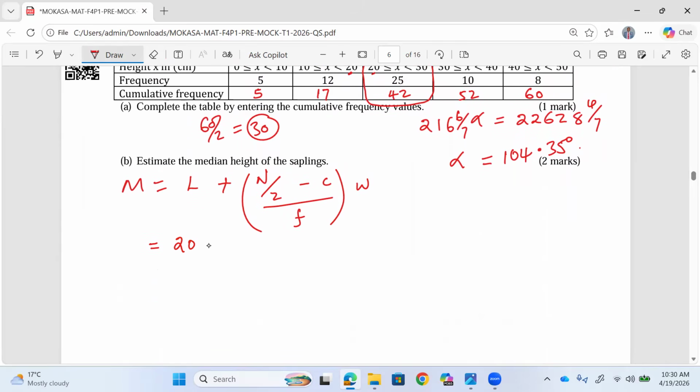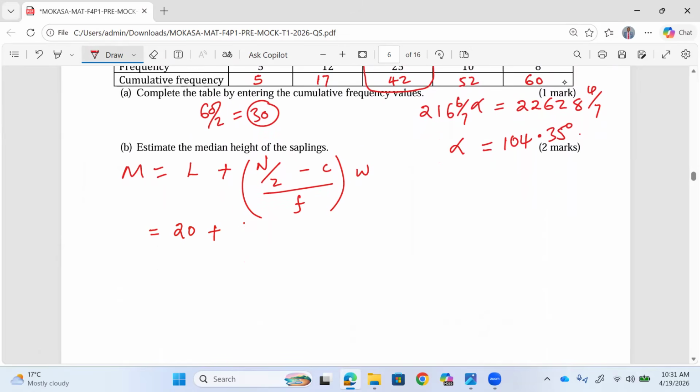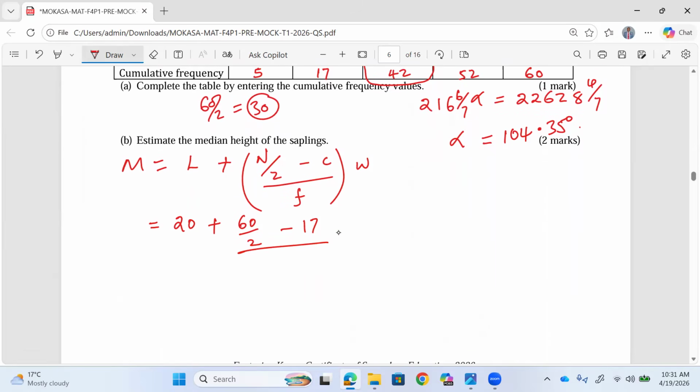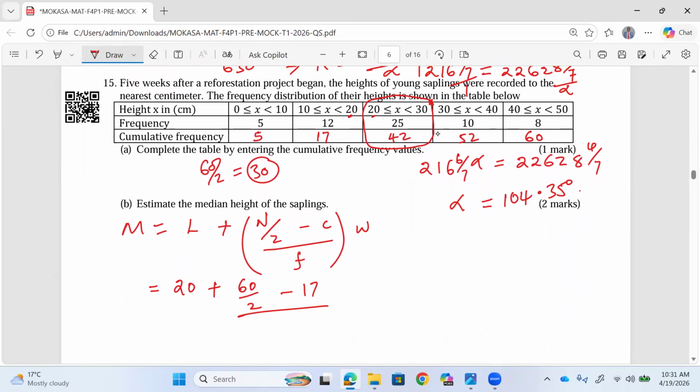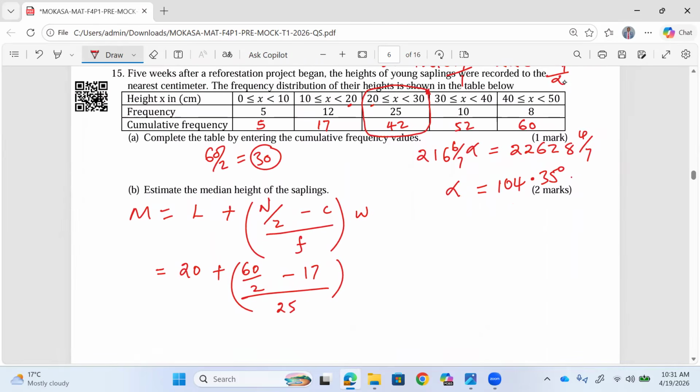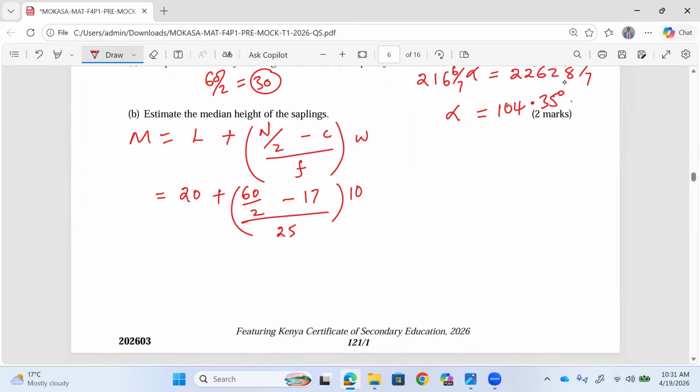So the boundary is just 20 plus 60 over 2 minus cumulative frequency just before this class. Just before this class, it's going to be 17. Then over the frequency of the class, which is 25. Then multiplied by the class length. From 20 to 30, it's just 10. Yeah, the class interval is 10.